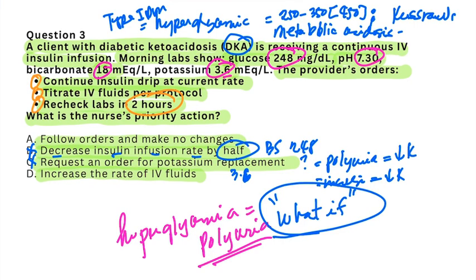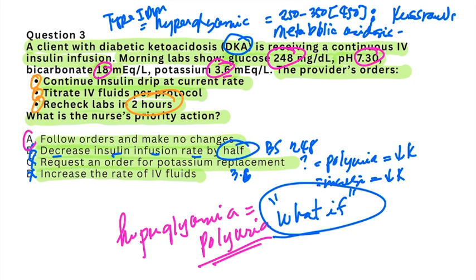And then, increase the rate of IV fluids. Now, this is a good answer, increase because the patient is peeing a lot. However, in terms of the scenario that we're getting, it says, what is the nurse's priority action? There's nothing in it that would require us to say that increasing the rate of the IV fluids is going to help the patient. So definitely choice letter D is going to be incorrect.